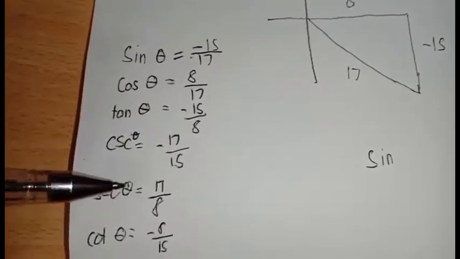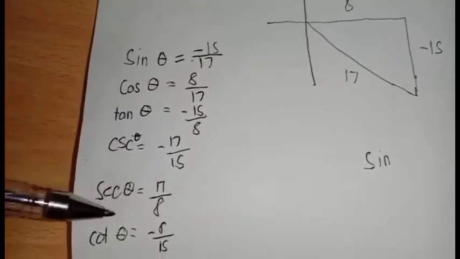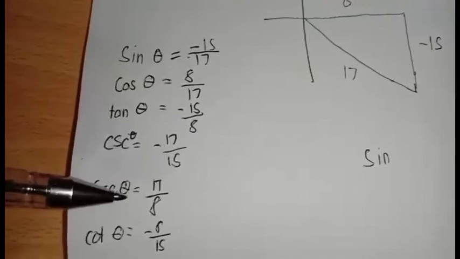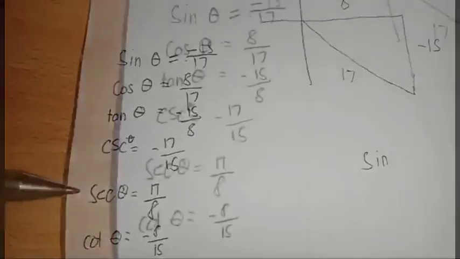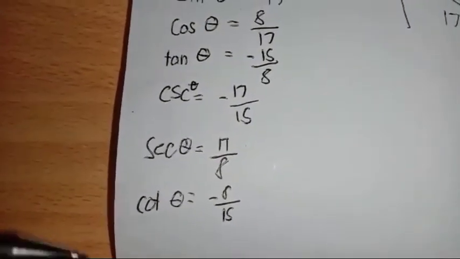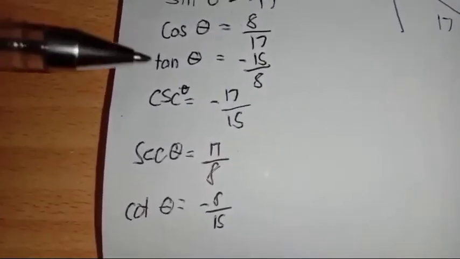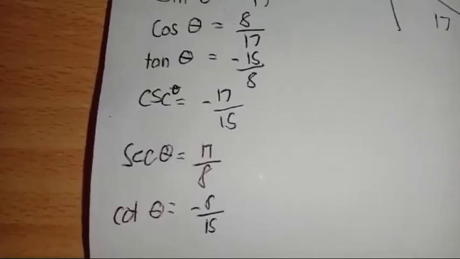Secant, we need to find, it is the reciprocal of cosine. So the reciprocal of cosine is 17 over 8. So that is our secant. Finding our cotangent, it is the reciprocal of tangent. So the reciprocal of that is negative 8 over 15.